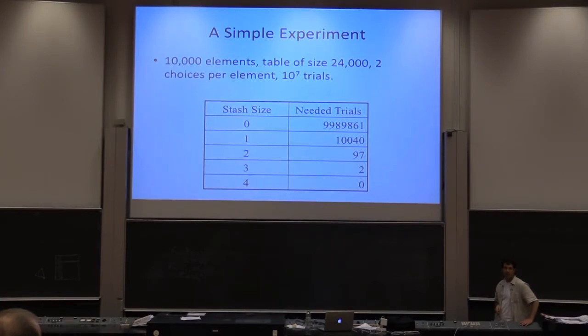What was this needed trials number? It's how many times it fails. So 10 to the 7th needed trials. So I needed a stash size of 0 99.9% of the time. So almost always I didn't need a stash. This was the number of times I had one item that would have needed to be stashed. Right? So I actually never needed 4 items to be stashed, that would have been overkill. But twice I did need to stash 3 items.